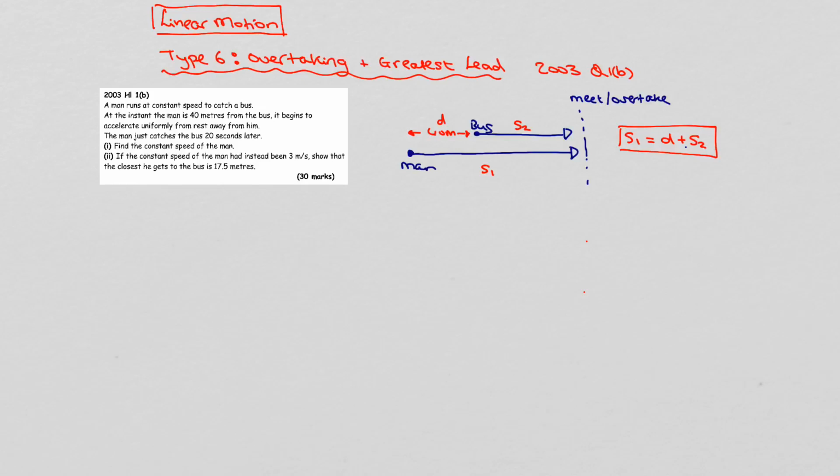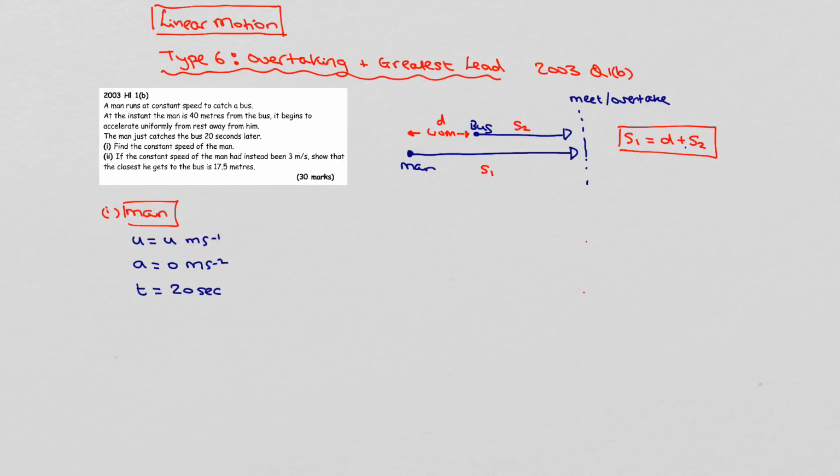So the first thing we want to find is the constant speed of the man. We need to write down what we know about the man, what we know about the bus, and what we know about when they just catch up with each other. For the man, he is running at a constant speed, which we don't know, so we'll call that U. His acceleration is 0. And the man just catches the bus 20 seconds later, so the time he spends running is 20 seconds.